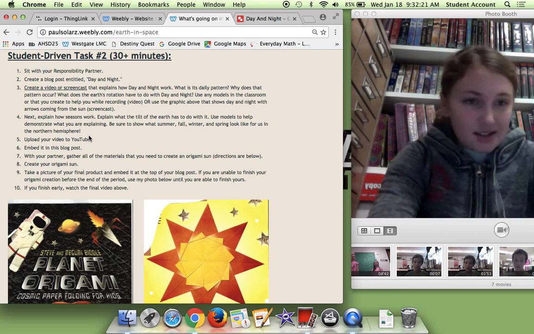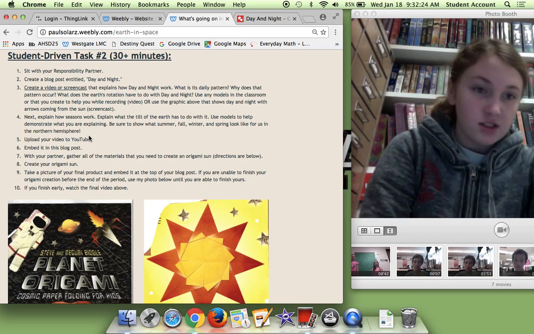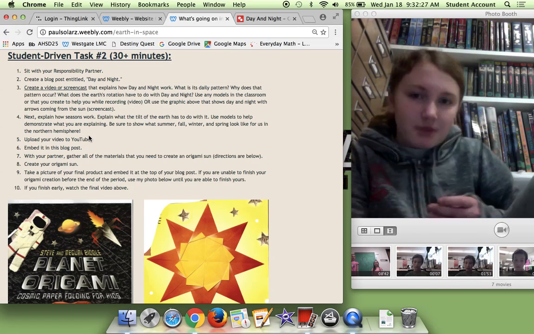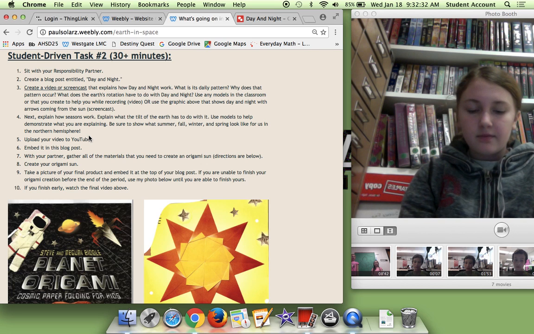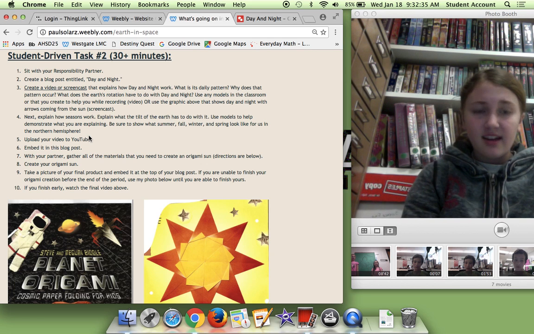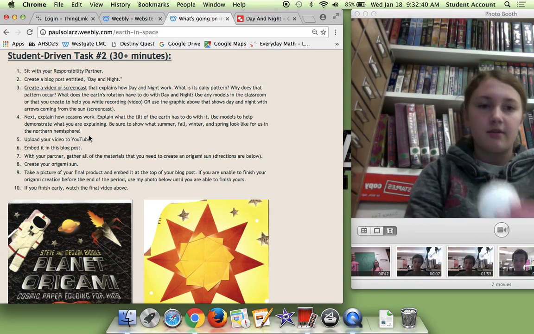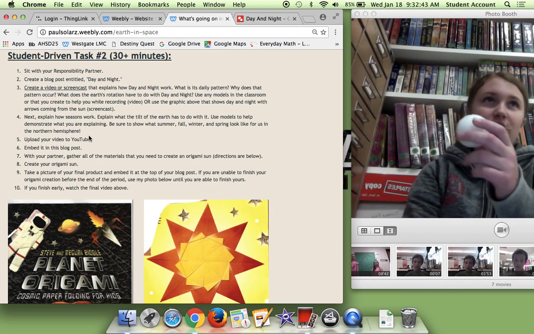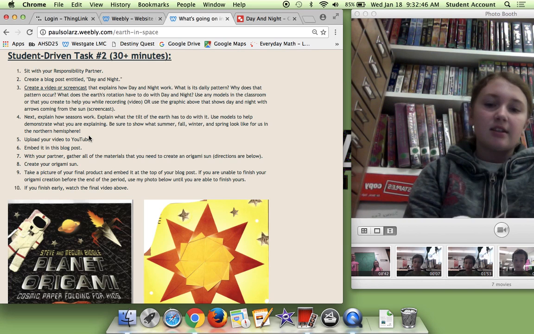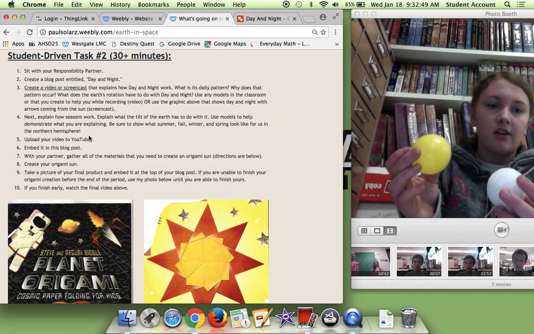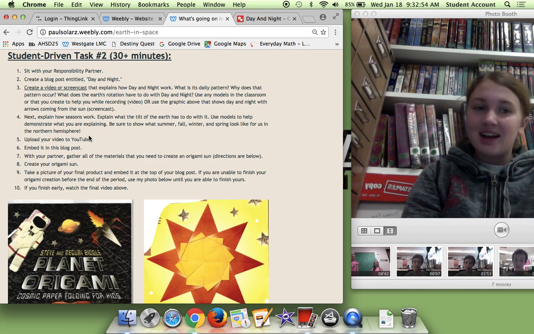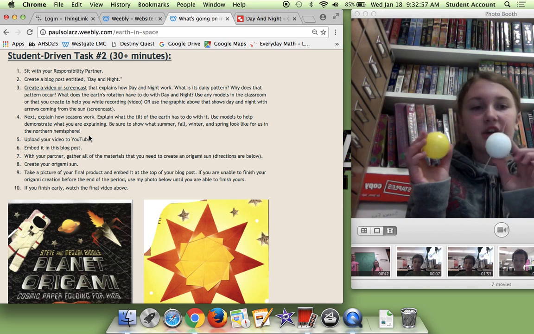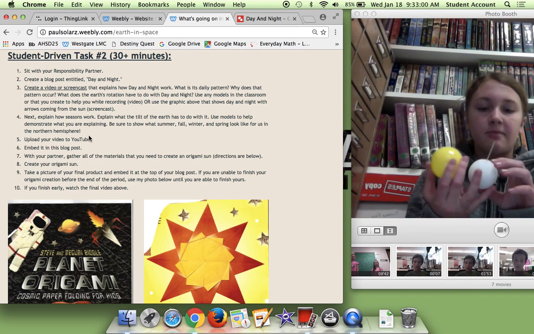But next is the seasons, and this is the one that was really difficult, especially since I wasn't here. So it's really hard to explain. It's like the tilt of the earth, so I'm going to use these two things. This is the earth, and if this is the sun, the tilt of the earth will create the different seasons. I don't really know this one, but the tilt of the earth affects the seasons.